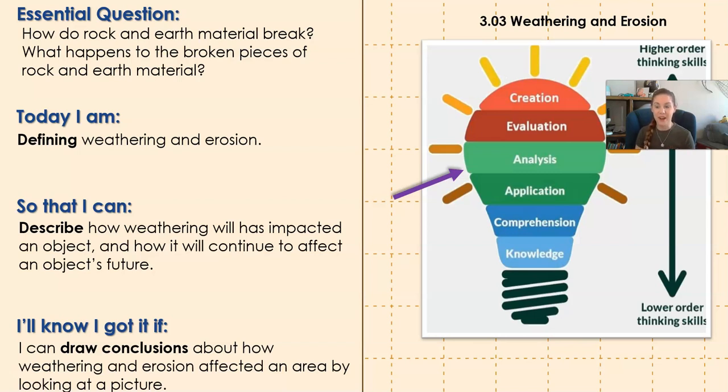So today you're defining weathering and erosion so that you can describe how these things will impact an object and how it will continue to impact an object's future. You'll know that you got it if you can draw conclusions about weathering and erosion and how it affected an area just by looking at a picture.